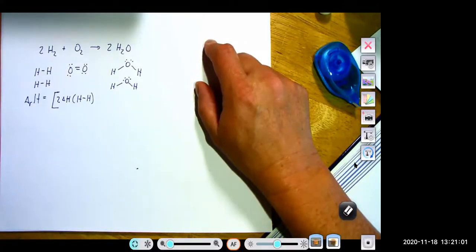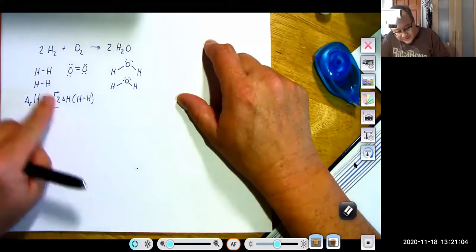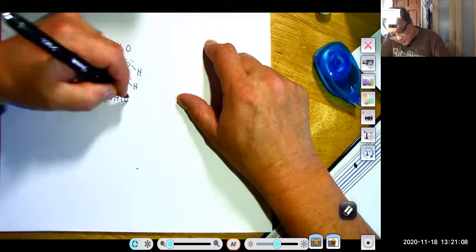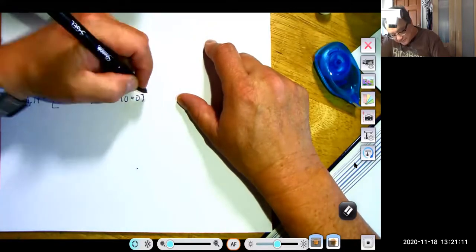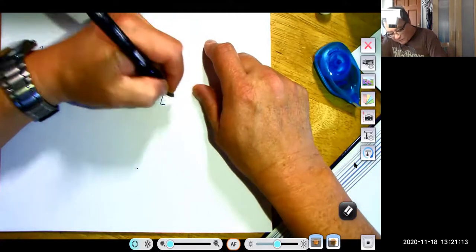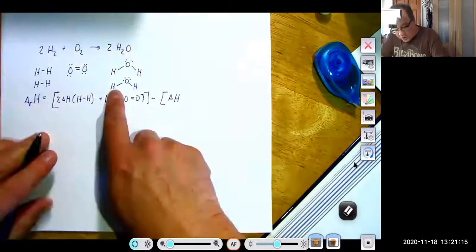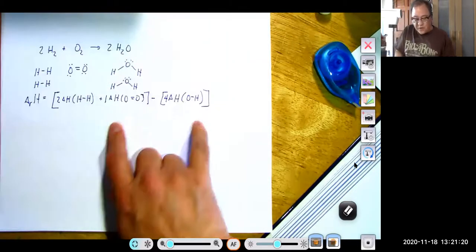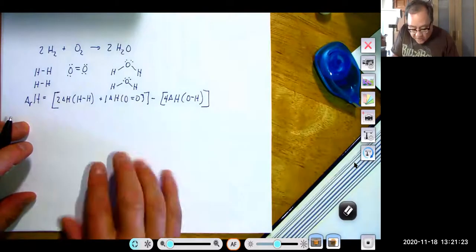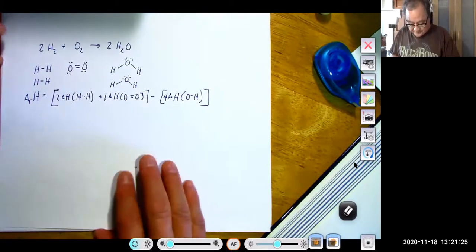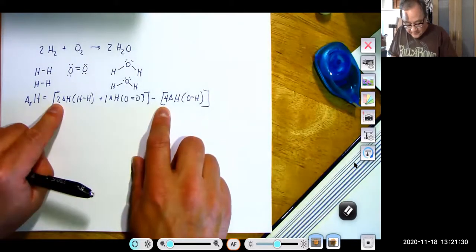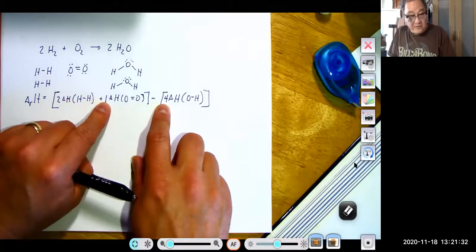So if we finish it, it'd be 2 of these, plus we have to break 1 of those. And then we have to form 4 of those. So this is what I meant when I said you need to watch out if you have coefficients. Do you understand now why that's a 2, that's a 1, and that's a 4? Are we okay with that? Give me a thumbs up if you're good on that.